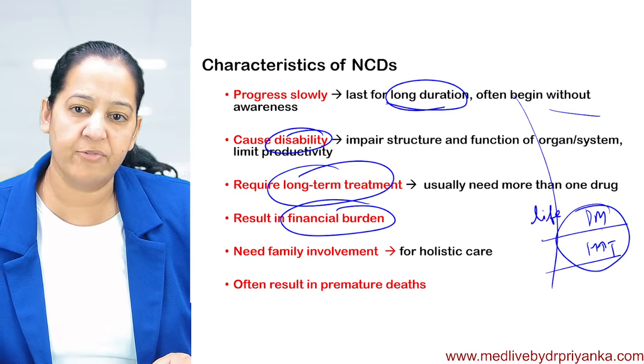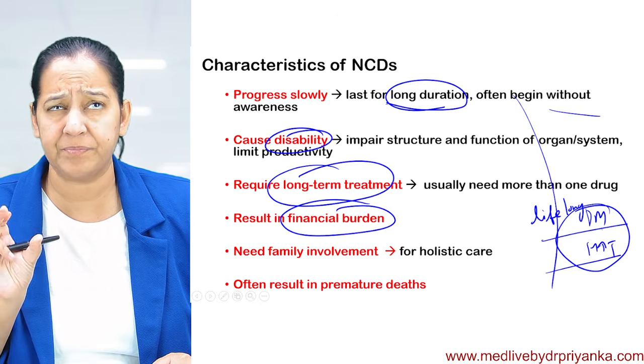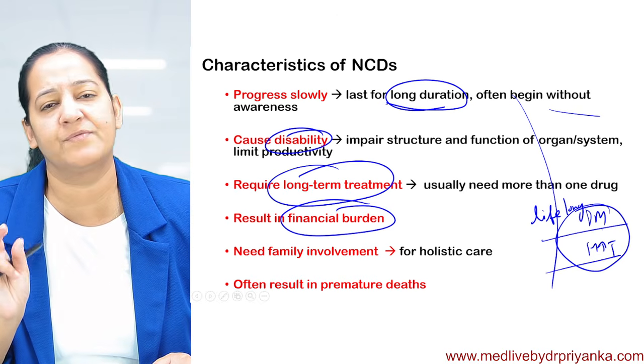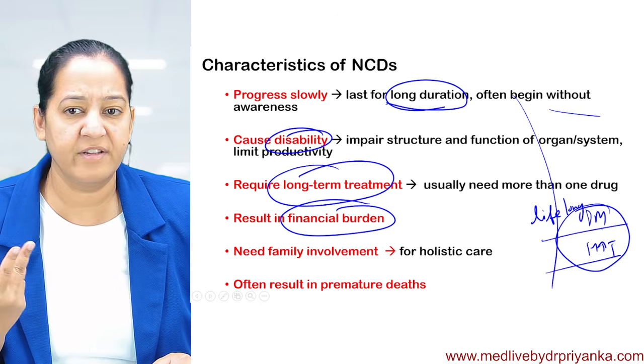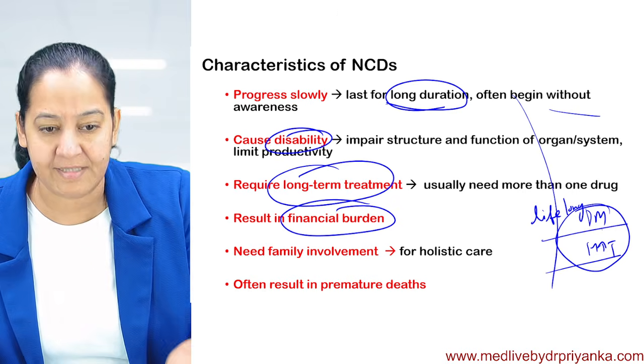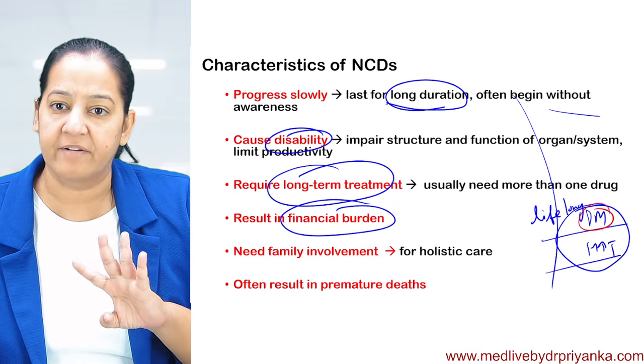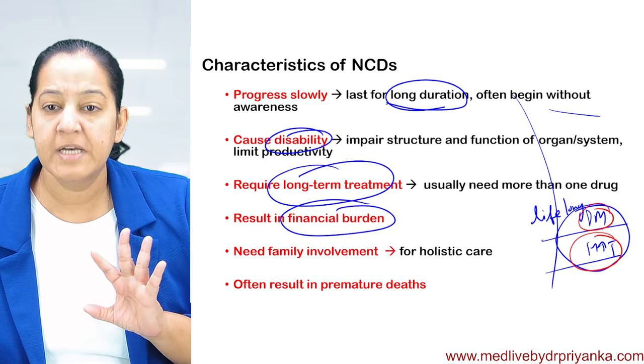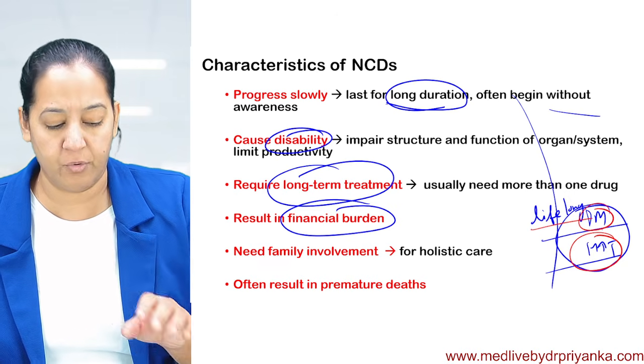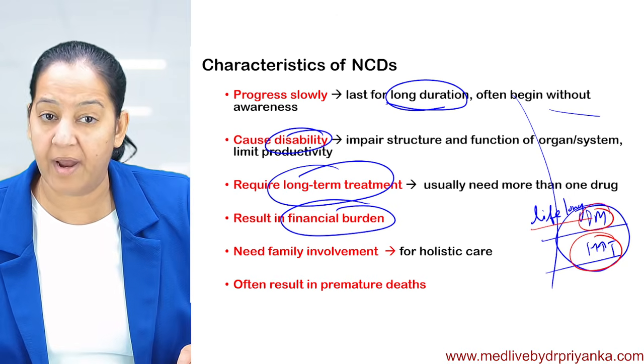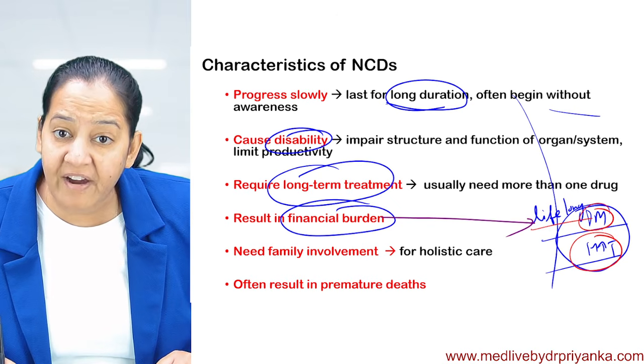They have to take the treatment lifelong. It is not like a course of antibiotic for 7 days or 10 days, after which the disease will be cured. These are non-curable diseases. Once diabetes happens, it will be forever. Once hypertension is set, it is forever. So lifetime treatment or modification is required. Yes or no? So it increases the financial burden.